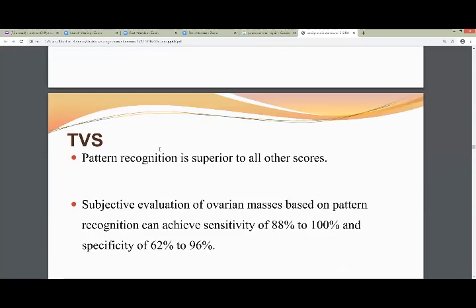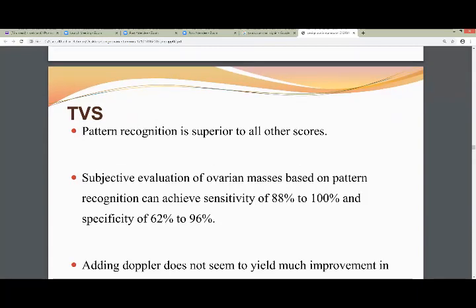Now, what about the transvaginal scan? In case of sexually active women, we can carry it out. It can give us a pattern recognition, and it is superior to all other scores. As we saw in the previous pictures, like I showed you the ground glass appearance, the net fish appearance, and the clear cystic fluid, they were more visible and with good accuracy with the transvaginal scan. So subjective evaluation of the ovarian masses based on pattern recognition can be achieved with good sensitivity and specificity with the transvaginal scan.